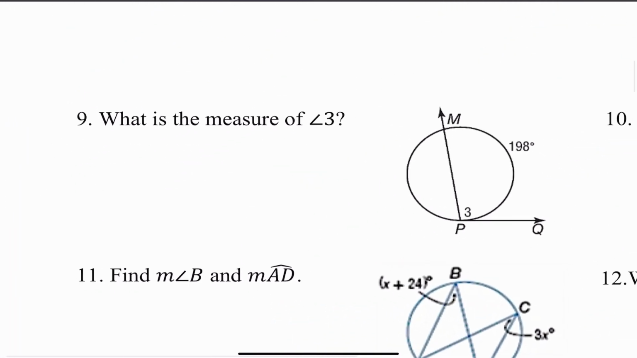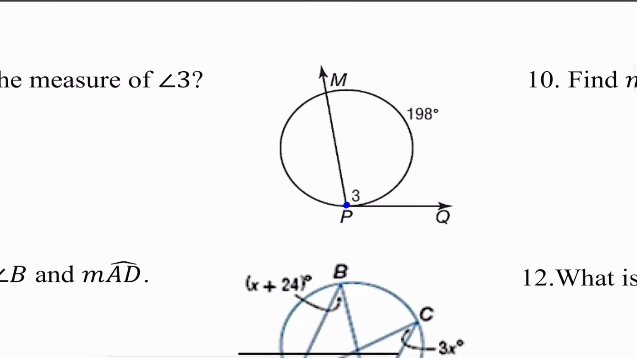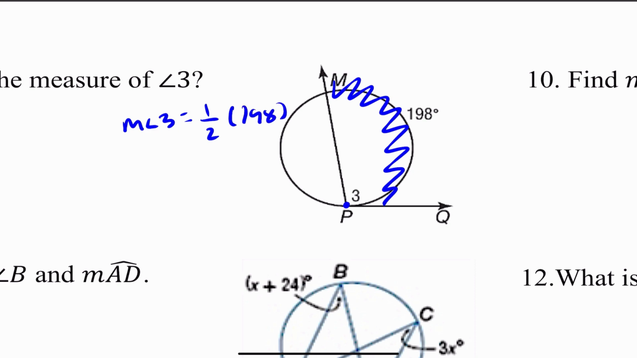Number 9, what is the measure of angle 3? So this is the angle that I'm looking at. Notice that we're dealing with an inscribed angle. We have the vertex, which is on the circle. That means the measure of angle 3 is 1/2 of its intercepted arc, which is 198 degrees. So 1/2 of 198 is 99 degrees. So that's the measure of angle 3.